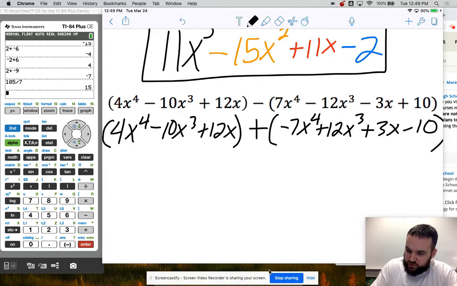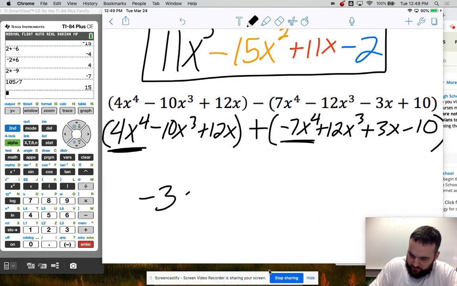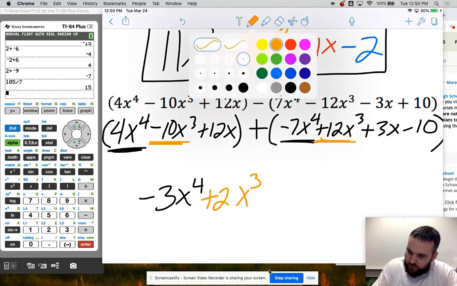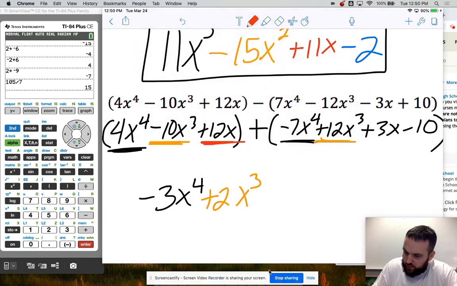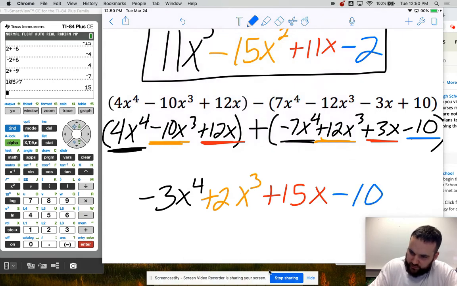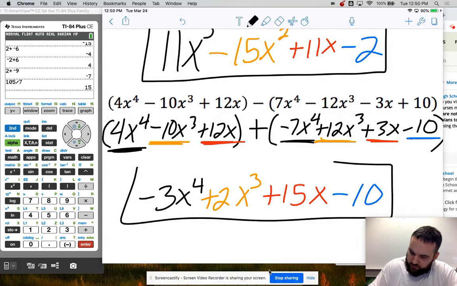Now we're going to do the same thing we just did. We're going to combine like terms. I have positive 4x to the fourth and negative 7x to the fourth, so it's going to be negative 3x to the fourth. And if you recall, standard form is where we go highest power to lowest power, and that's what I'm doing. I started with power 4, and now I'm going to combine these two terms in orange. Negative 10 plus 12 is positive 2x to the third. Then I have 12x and 3x, which is 15x. And finally, we have this minus 10 that's all by itself. So this is our final expression that we're looking for.